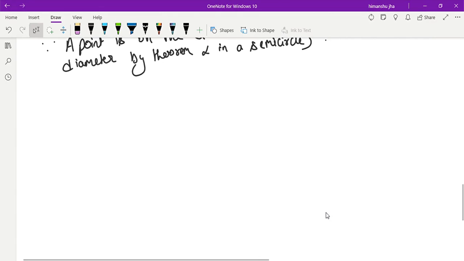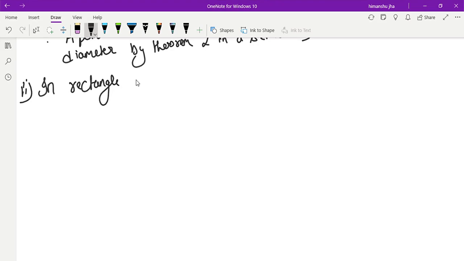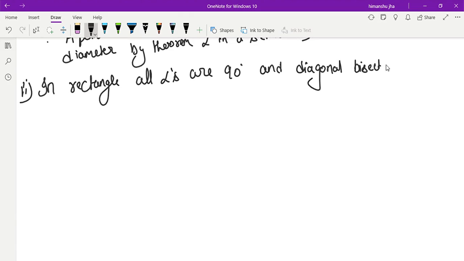How? In a rectangle, all angles are 90 degree and diagonals bisect each other. In a parallelogram, only diagonals bisect each other. In a rectangle, all angles are 90 degree also. In a rectangle, all angles are 90 degree and diagonals bisect each other.